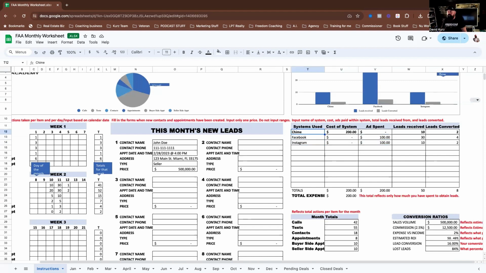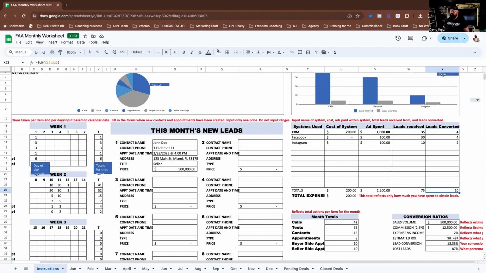So if I have, I'm just going to put CRM here. If I have a CRM and that system costs me $200 to use, and I don't have any ad spend, but I can put leads in there, or maybe that CRM does have ad spend, and I spend $1,000 a month on that, and I received 35 new leads, and I was able to convert 4 of those. That gives me all the information I need. When you total these up at the bottom, it's going to give you total expenses, how much in ad spend, how many leads you received, and how many you were able to convert.